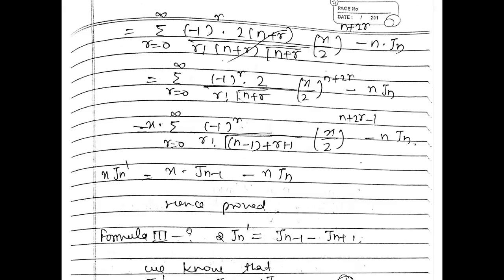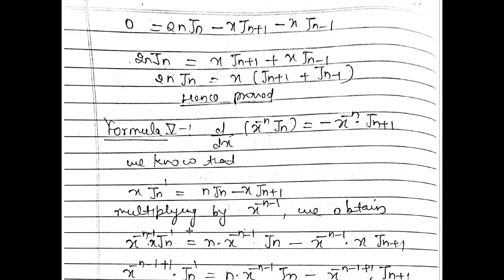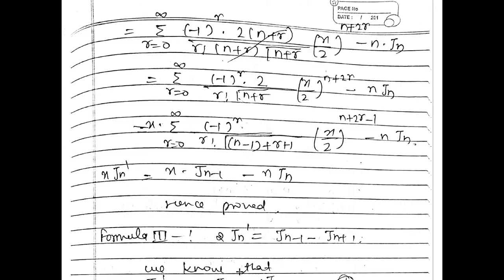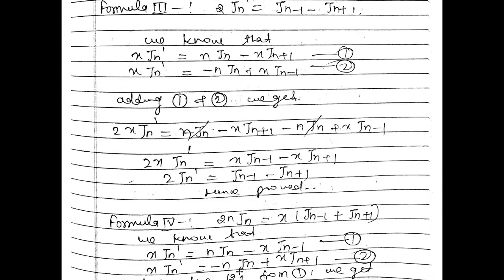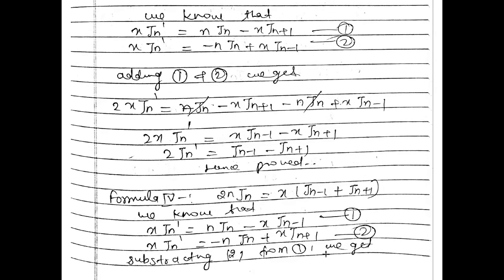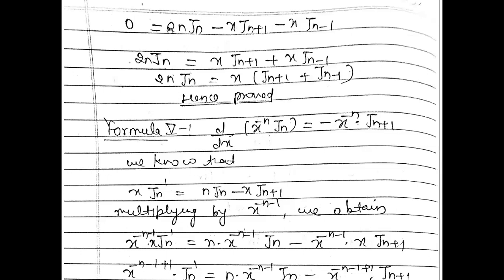Now fifth, okay, fourth property. So your fourth property is 2nJn is equal to x J(n minus 1) plus J(n plus 1) formula. So we know the two formulas in J(n minus 1) and J(n plus 1), property 1 and property 2. Subtracting the second from the first, we get 0 is equal to 2nJn minus xJ(n plus 1) minus xJ(n minus 1). So just write these two terms on the right and left hand side, and you will get your fourth formula here.